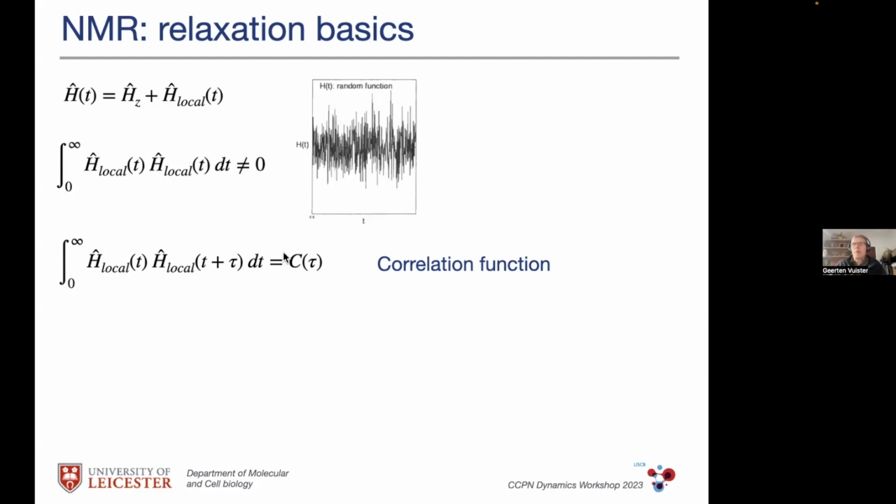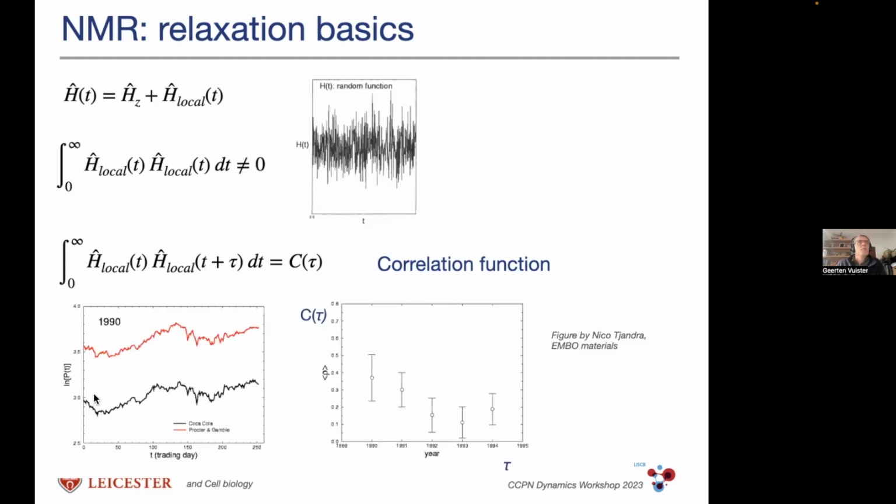Now you can imagine that if something moves very slowly, the position or the orientation of the molecule is varying very slowly. So you have a correlation between the initial position and the later position for a much longer time than when you have a small molecule which moves fast. To make an analogy, what you see here is the stock price for Coca-Cola and the stock price for Procter & Gamble.